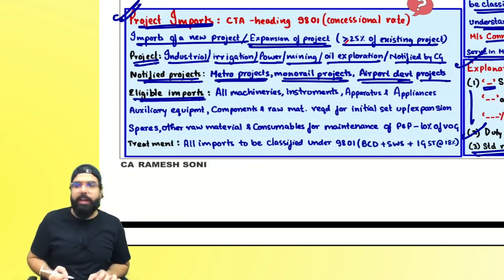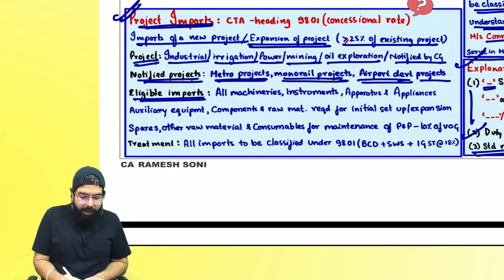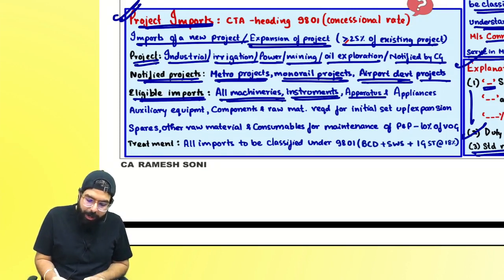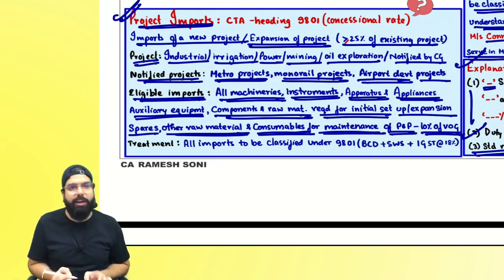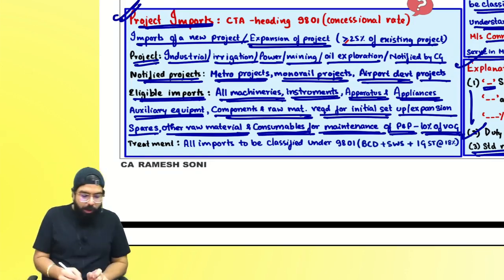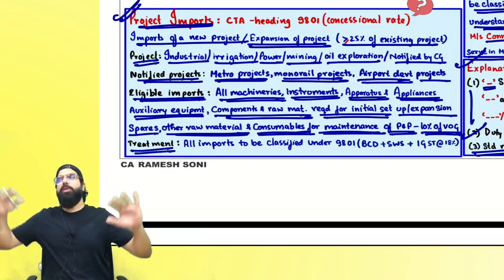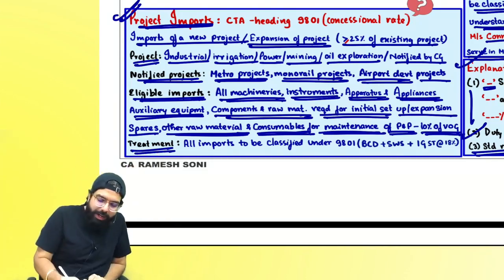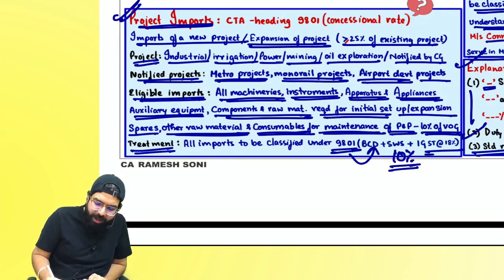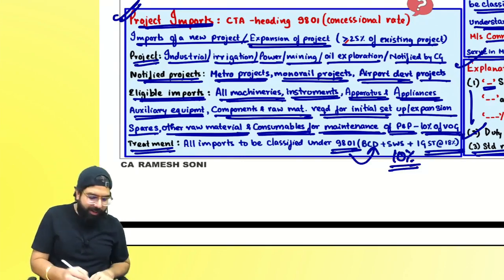Now, eligible imports in case of project import are all machineries which are required. You can import instruments, apparatus, appliances, auxiliary equipment, components and raw material required for initial setup or expansion. Spares can also be imported. Other raw material and consumables for maintenance of the plant and project up to 10% of the value can also be imported. Now, sir, what is the treatment of project import? All the items which you have imported for a project need not be classified under different headings. You can classify under one heading, which is 9801, where there will be one rate of basic custom duty, 10% social welfare surcharge, and IGST at the rate of 18% shall be payable.